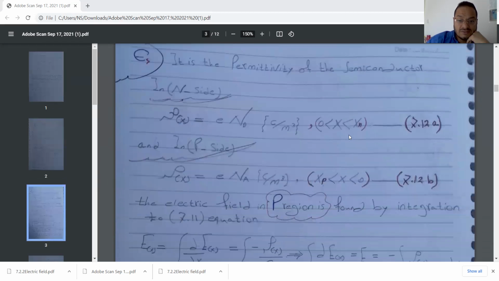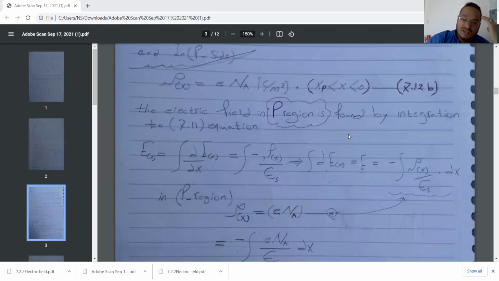Let's keep going. Here, as we know, E sub x equals the integration of the derivative, so the electric field equals minus the volume charge divided by the permittivity of the semiconductor, integrated dx. That means E equals minus the integral of volume charge divided by the permittivity of the semiconductor dx.